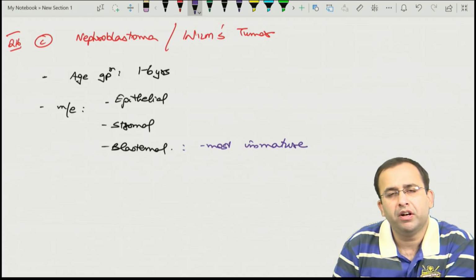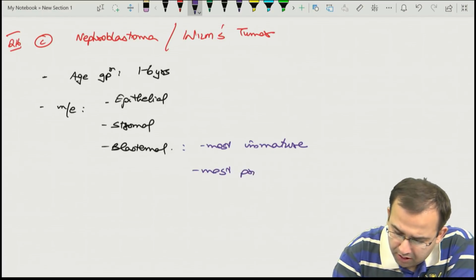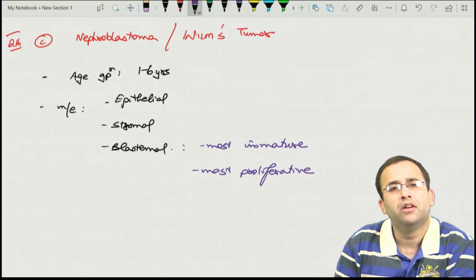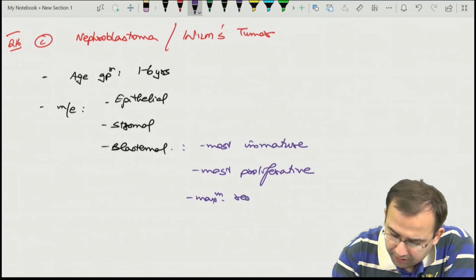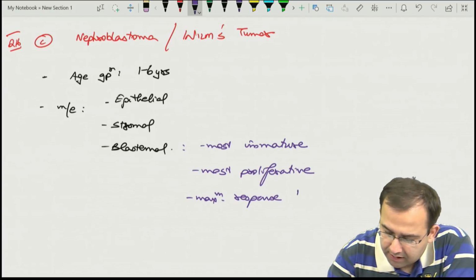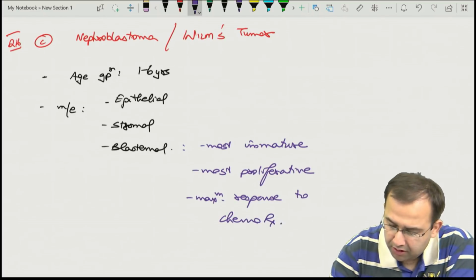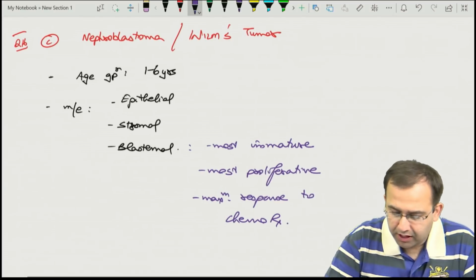Which is the most proliferative one? The one which is the most immature will be the most proliferative. So the most proliferative is again the blastemal component. So the blastemal has the maximum response to chemotherapy. Next point.